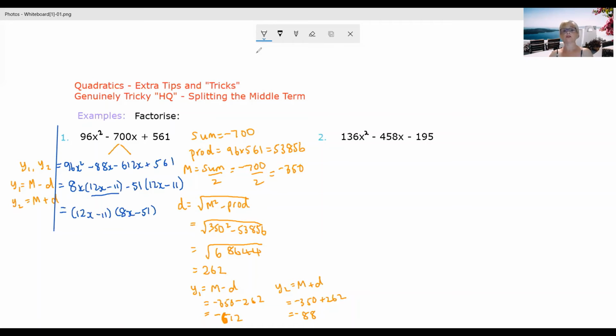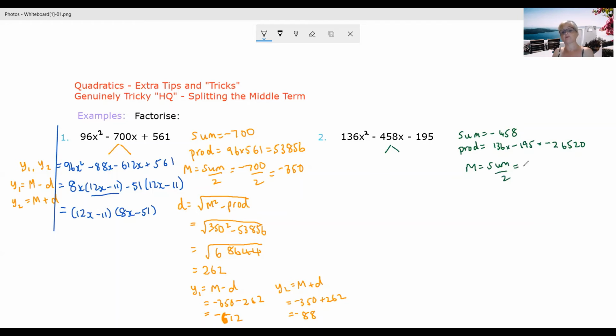Here again, we're going to use the method that we've just used. So let's get a different colour and proceed. We want our two numbers to add up to this negative 458. So we want the sum to be negative 458, and we want their product to be AC, which of course is 136 times negative 195, which is 26520.